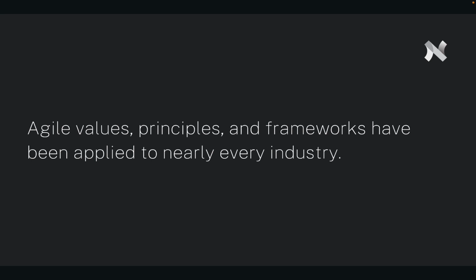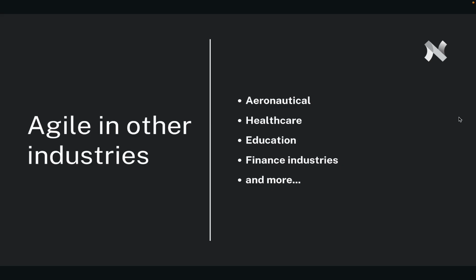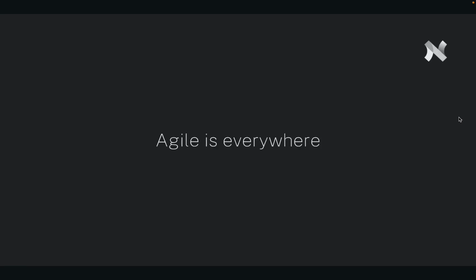Agile has been so successful in the software industry that its values, principles, and frameworks have been applied to nearly every industry. In fact, the Agile methods that you are going to learn also draw heavily on lean manufacturing principles that originated in Toyota's car factories in the 1930s. You will also find Agile methods being adopted in aeronautical, healthcare, education, finance industries, and even more. So simply, Agile is everywhere.